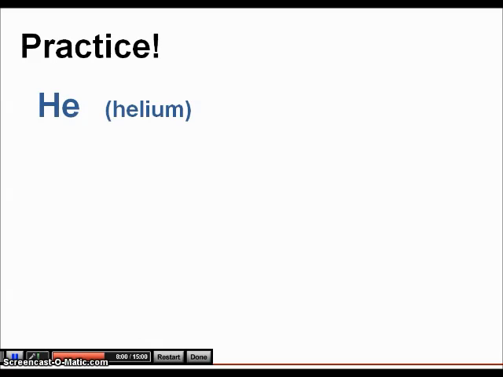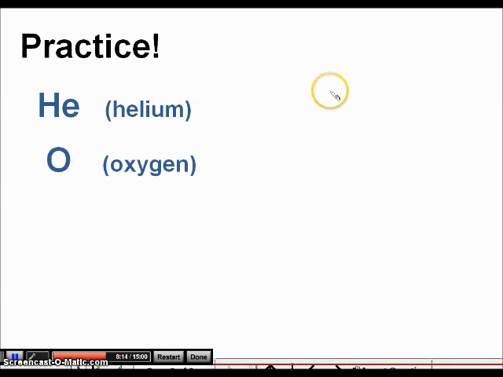So let's take a look at helium. Take a look at your periodic table. Step number 1 is to find the atomic number. I see that the atomic number is 2. So draw these along with me in your notebook. We're not going to do oxygen yet. Let's do helium first. All right, so here is the nucleus. 2 protons are in the nucleus.